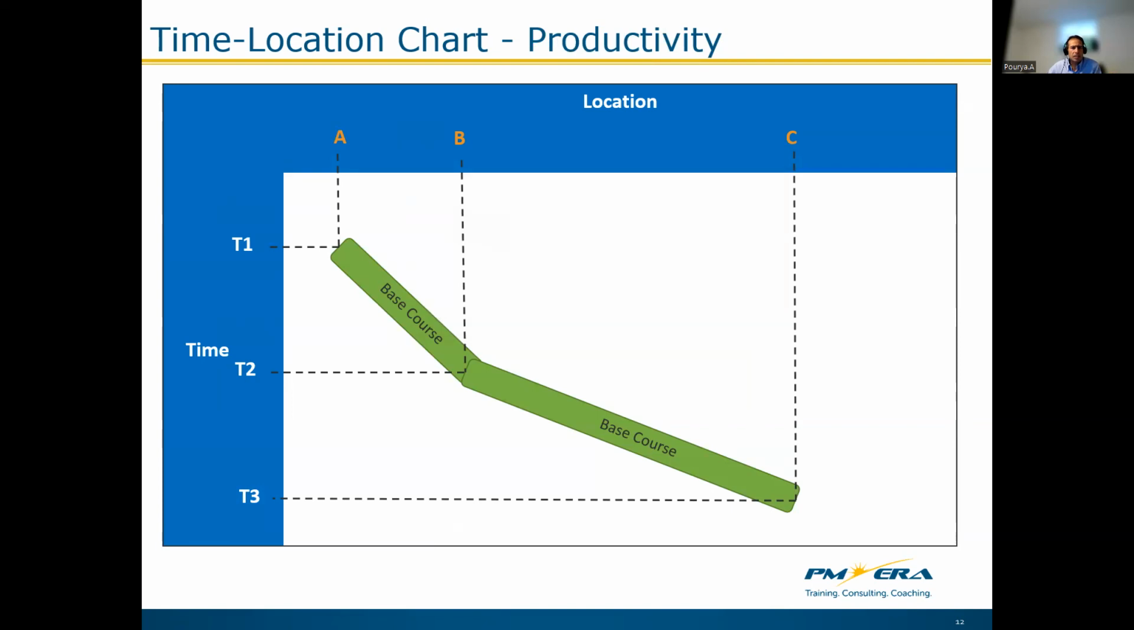So here we see that for this base course activity, the duration from location A to location B is the same as the duration of the same activity from location B to location C, which is a longer distance. This means that the productivity has changed at this point. So the slope is the representative of the changes in productivity.